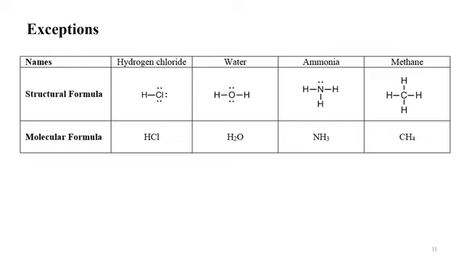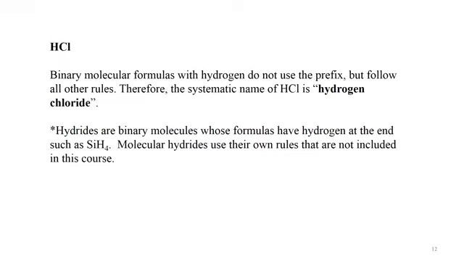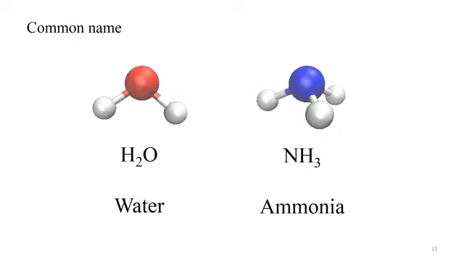This table shows exceptions to the rules just described. Binary molecular formulas with hydrogen do not use the prefix at all. Therefore, the name is hydrogen chloride. Some molecules use common names instead of systematic names. Instead of saying a glass of hydrogen oxide, we would say a glass of water. A molecule of one nitrogen atom connected to three hydrogen atoms is called ammonia.